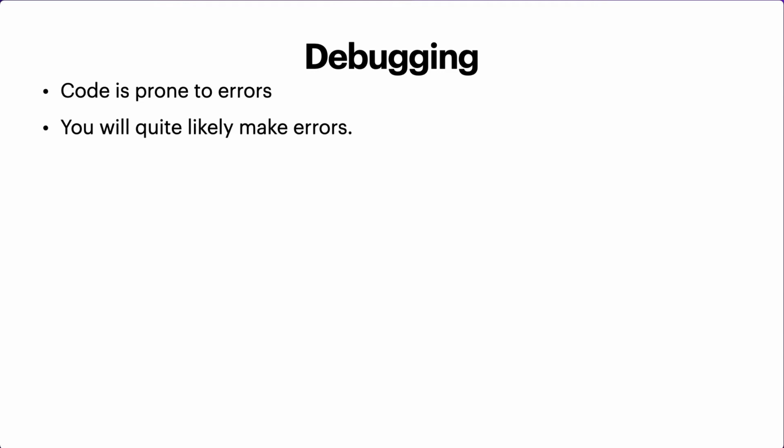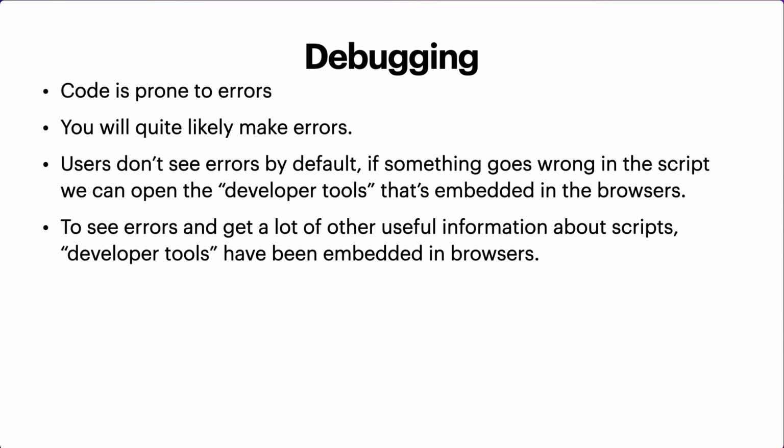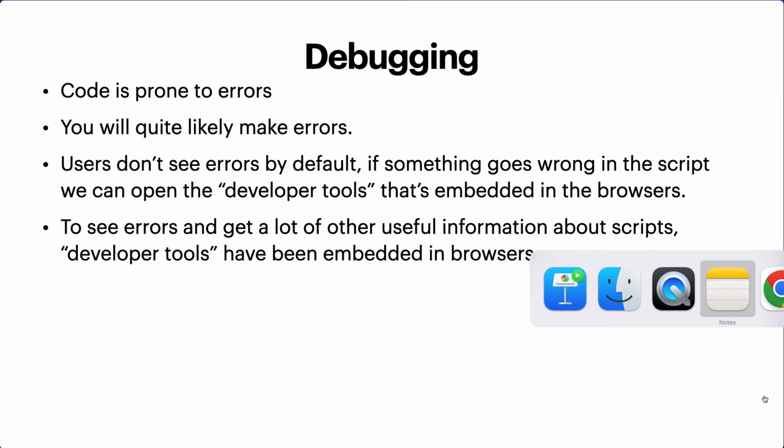How do we do debugging in JavaScript? Of course, code is prone to errors. If you write JavaScript code, you will quite likely make some errors. Users don't see errors by default. If something goes wrong in a script, since we're running it in the browser, we can open the developer tools embedded in the browser to see errors and get a lot of other useful information about scripts. Let's see it practically.